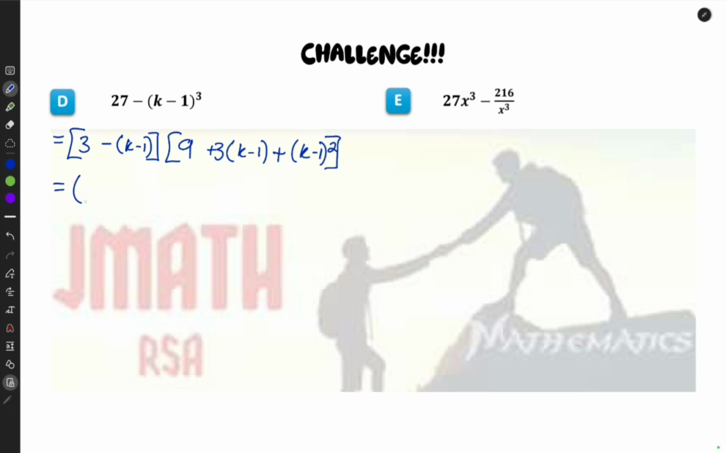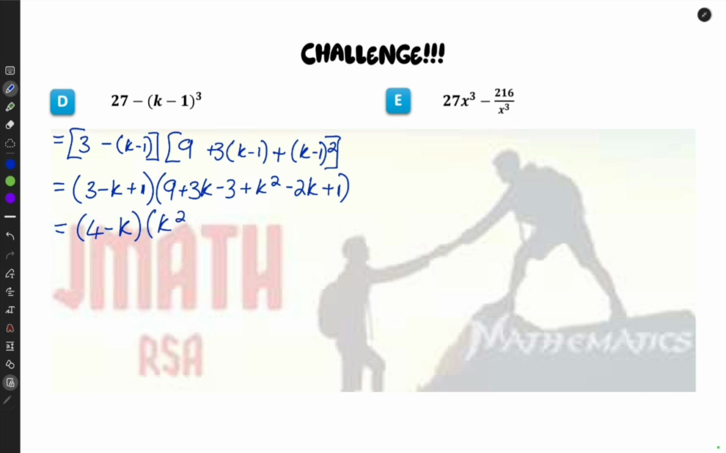So in this case, this would be 3 minus k plus 1. And this one, 9 plus 3k minus 3 plus k squared minus 2k plus 1. So I'm just foiling out that bracket. Now I just need to simplify a bit and see if there's anything further to be done. So in this case, 4 minus k. Then I'm just going to reshuffle as I add like terms. So then I have a 3k minus a 2k gives me just plus 1k. 9 minus 3 is 6, plus 1 gives me 7.